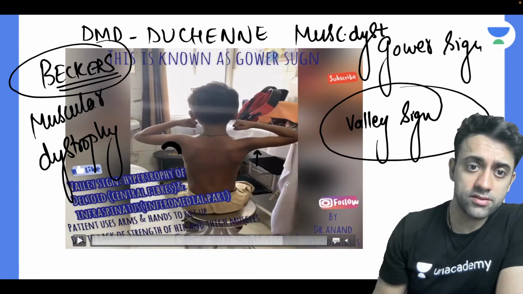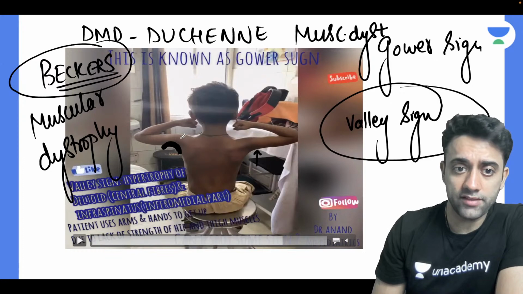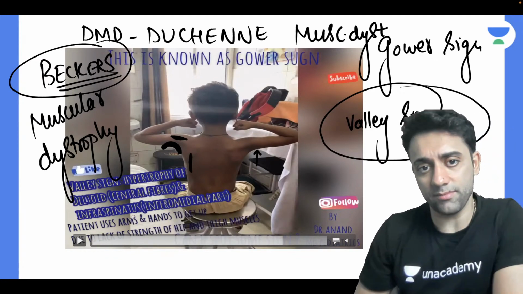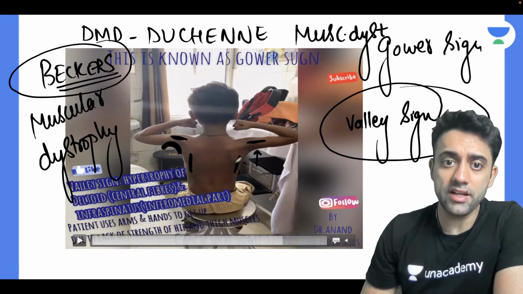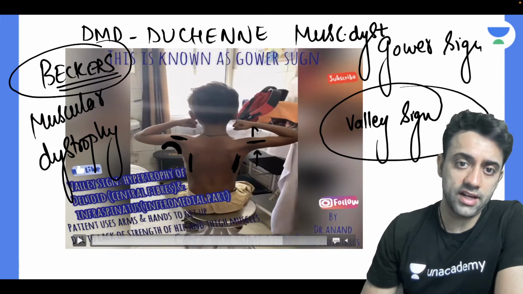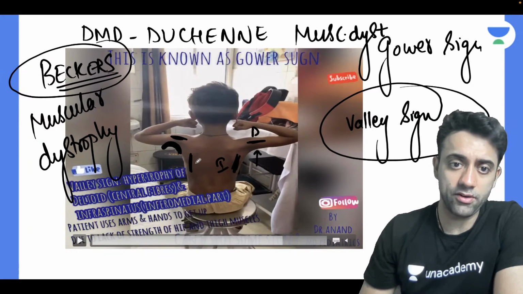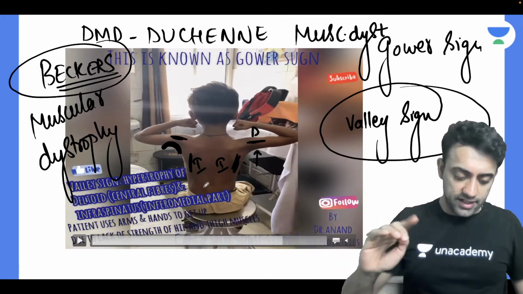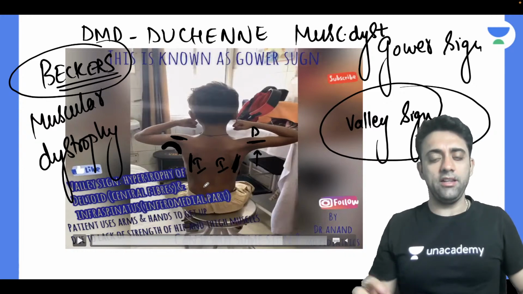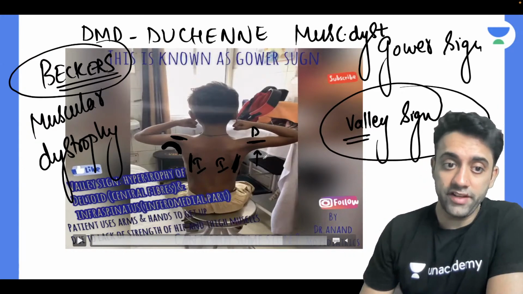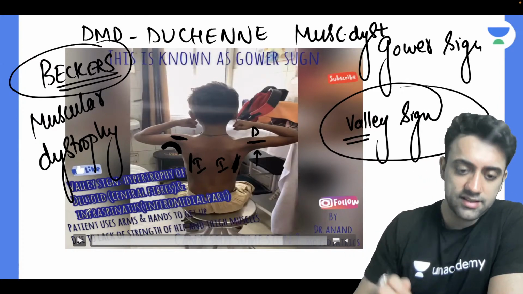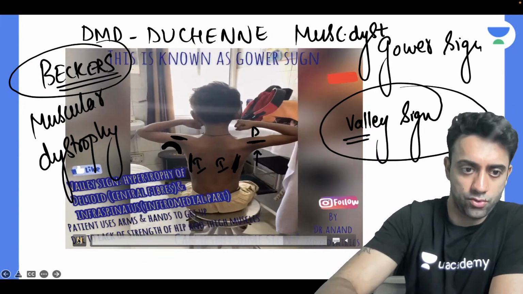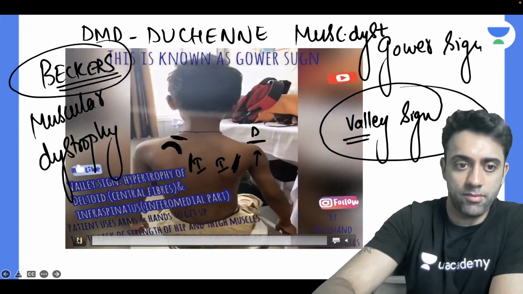Why is there a bend? Because on this side there is hypertrophy of the deltoid, and on this side there is hypertrophy of the infraspinatus muscle. I'll repeat again, deltoid and infraspinatus, that much you should know. The hypertrophy of the deltoid and hypertrophy of the infraspinatus muscle lead to, in between them, a valley, घाटी, known as Valley sign. So where do you see Valley sign? The answer is nothing but muscular dystrophies. Okay, Valley sign, remember that.